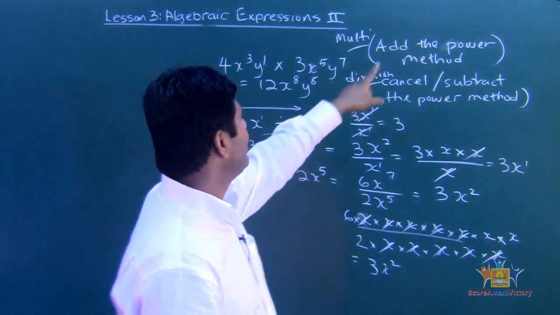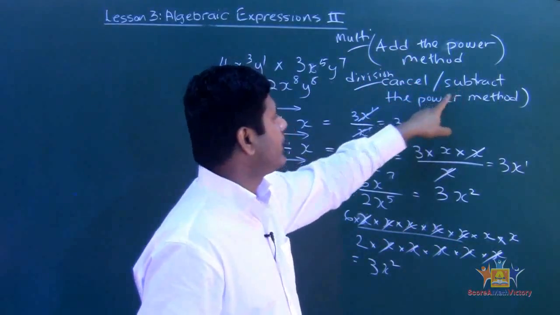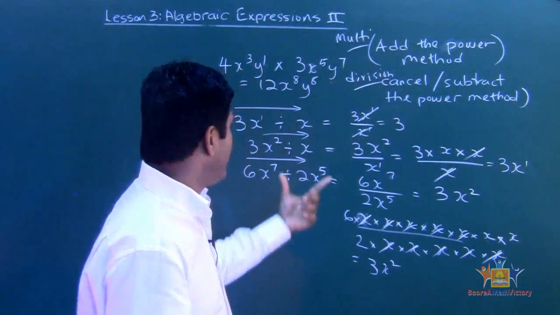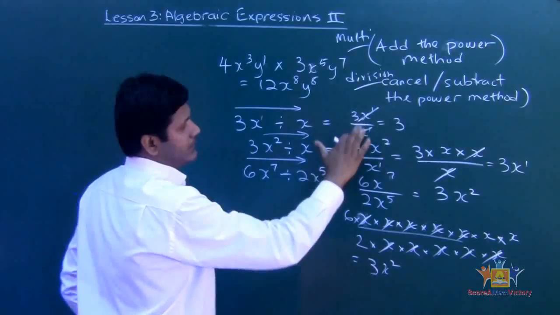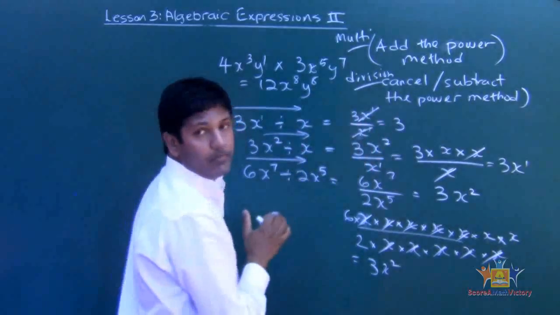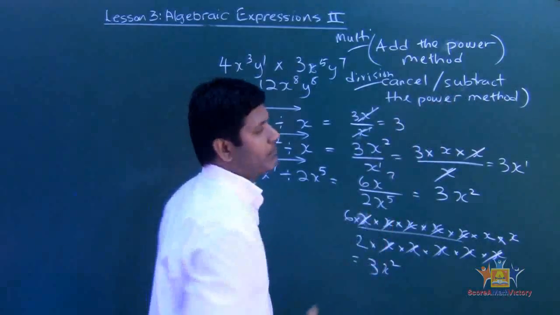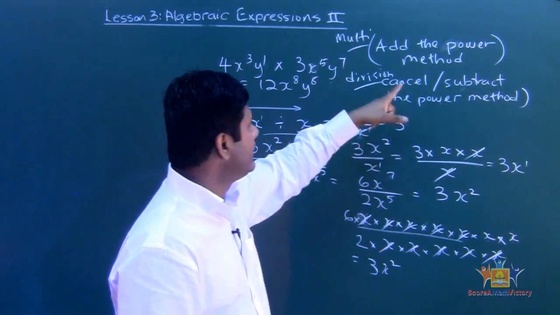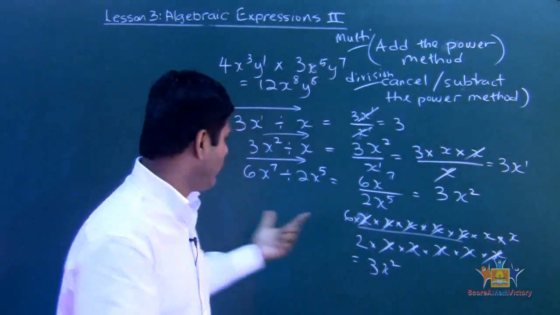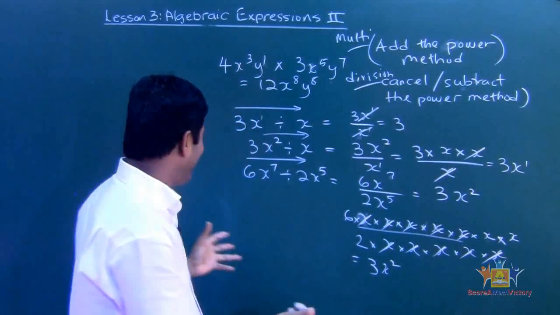Am I right? We're going to use the subtract the power method. You cancel only if it's a 1. Alright? That's only 1x, like in this case. You cancel it. If there's more than 1 power, use the subtract the power method. That's what Mr. Beck put: cancel / subtract the power method. Alright? Let's do more. This is more exciting.